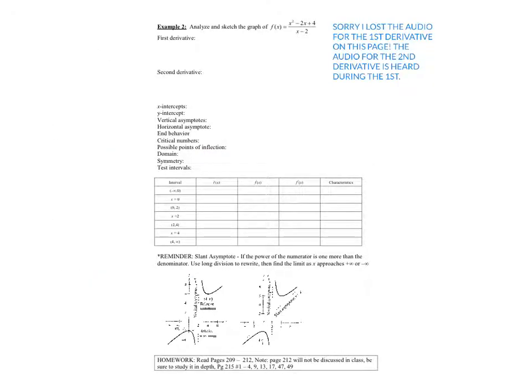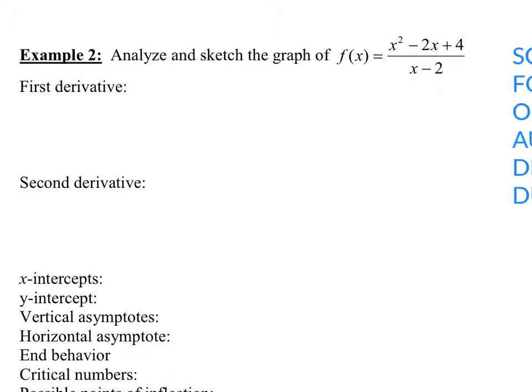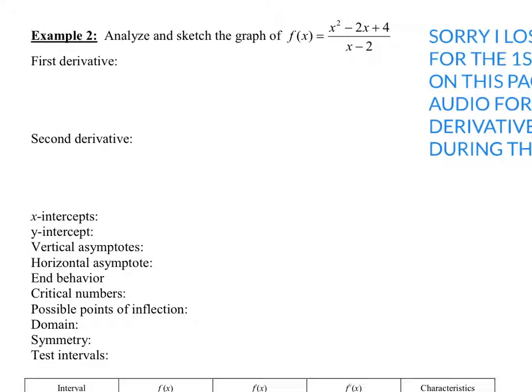Okay, so let's look at example 2 here. We have the function x squared minus 2x plus 4, all over x minus 2. Let's start using the same order that we were looking at before, first trying to identify what the domain and range would be. For domain, we're specifically looking for asymptotes or holes. So what would our domain be for this function?